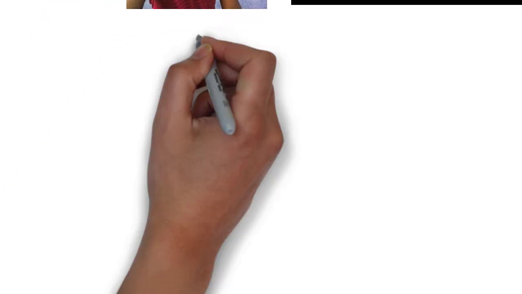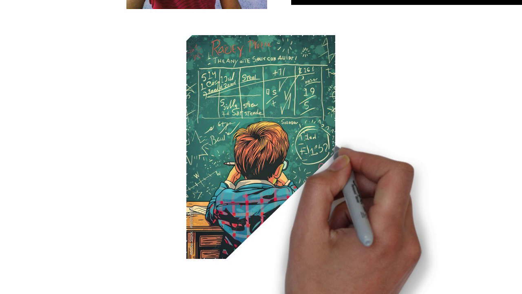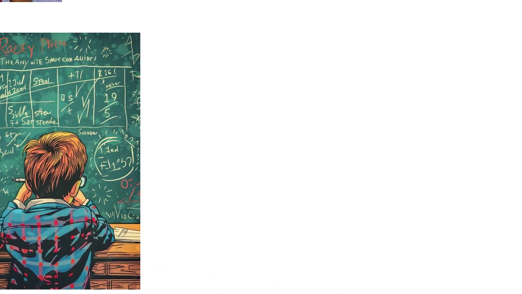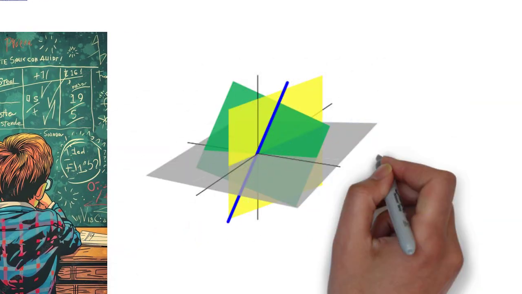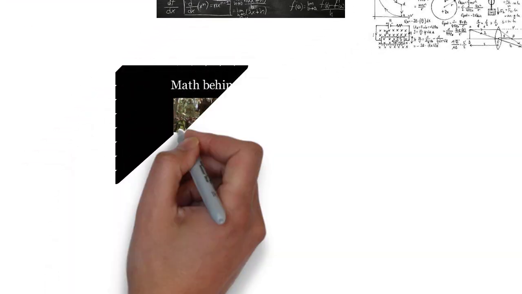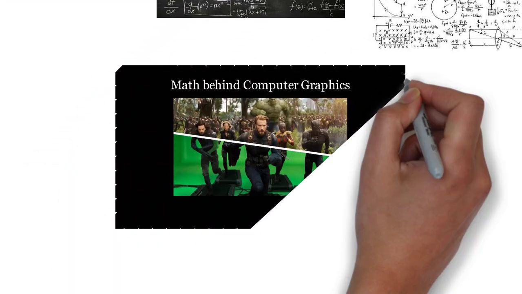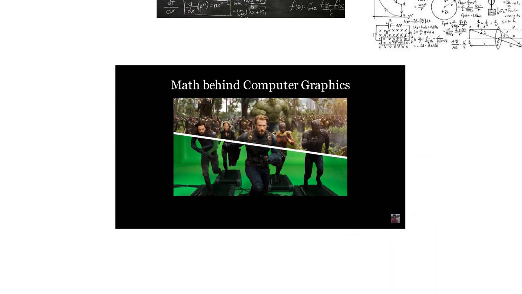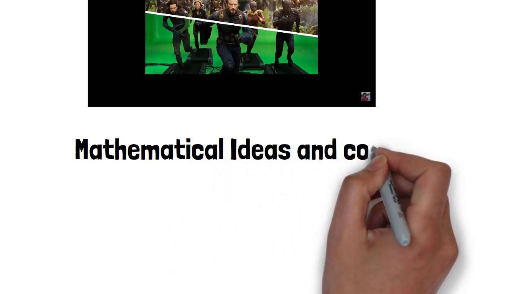Computer graphics involves a wide range of mathematical concepts and techniques, from basic arithmetic to advanced topics in linear algebra, calculus, and differential equations. So we are going to see some of the major topics involved in the computer graphics process. I'm going to list out the mathematical ideas and concepts, and we are going to see one by one how they are used in computer graphics.